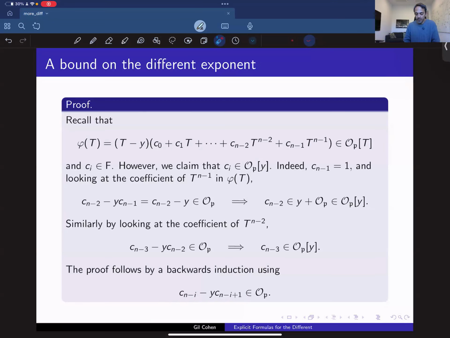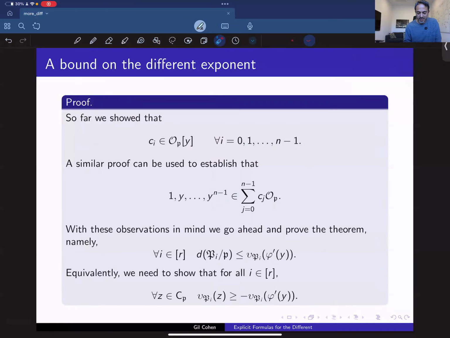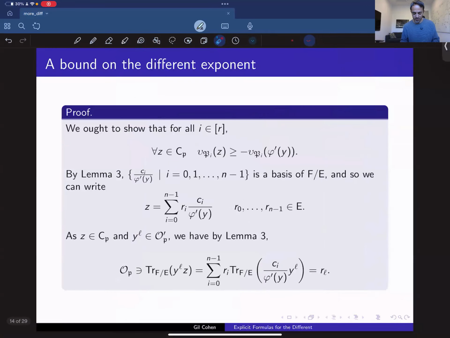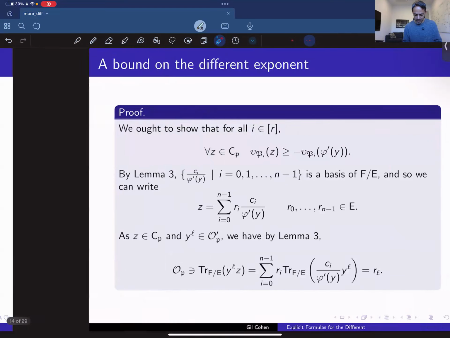Why? Good. So what I just said is that all of those Ci's are in OPy. And a similar proof can be used to show that the powers of y are linear combinations of Cj's with coefficients in OP. It's the same thing, right? Sorry, I moved ahead.